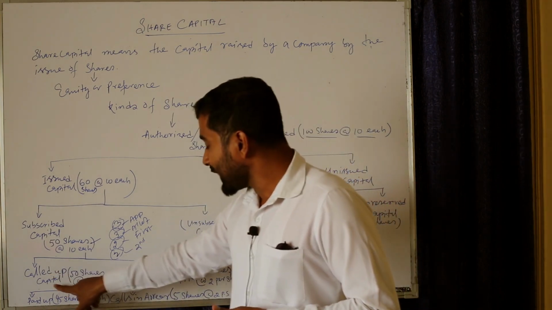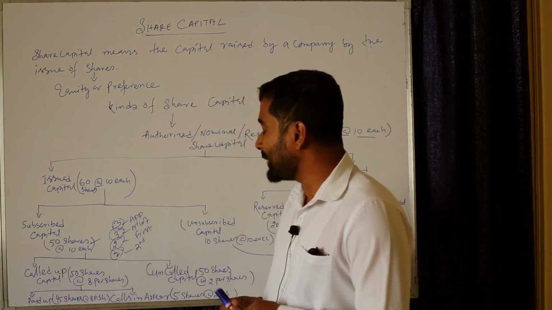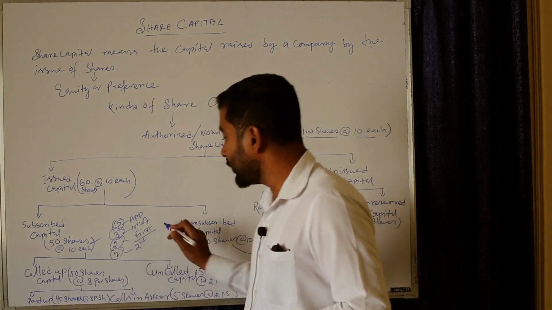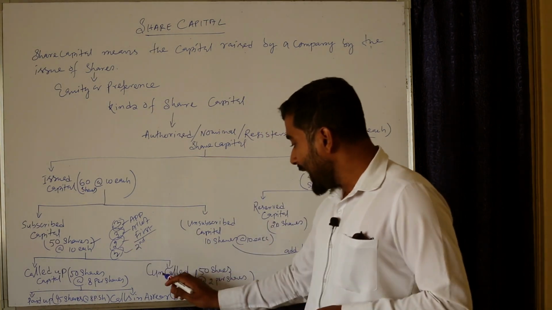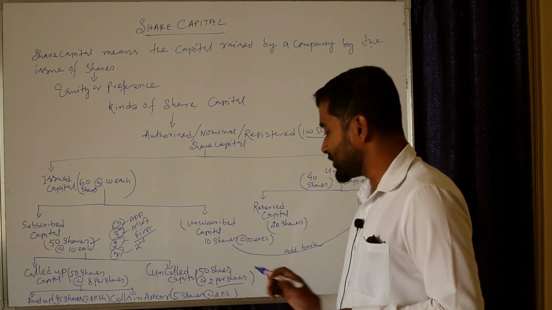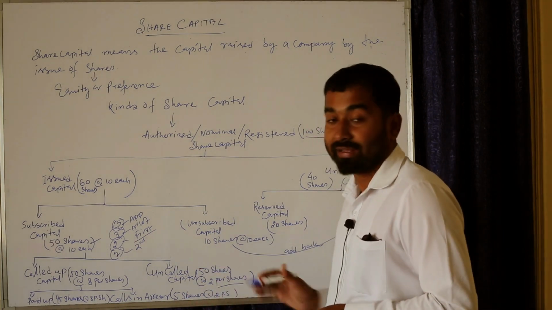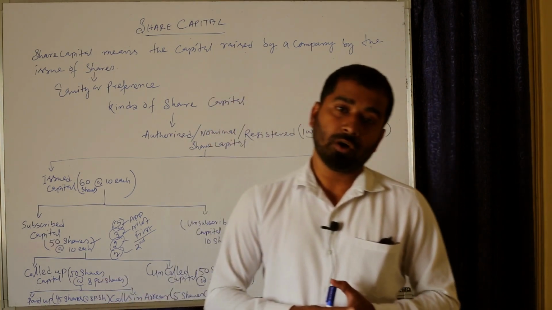So what is the called up share capital? 50 shares at the rate of 8 per share, because up to the first call I already called. What is uncalled? 2 per share. So that is why the uncalled capital is 50 shares at the rate of 2 per share. That I have categorized like this. Okay, now 8 per share I have called.